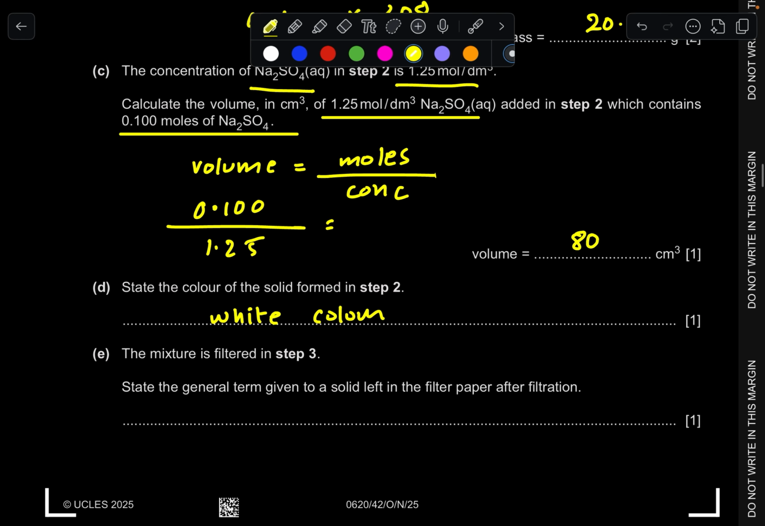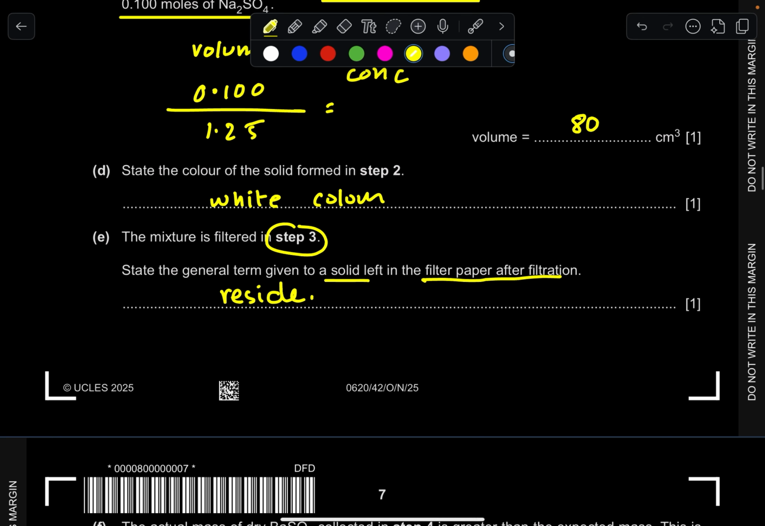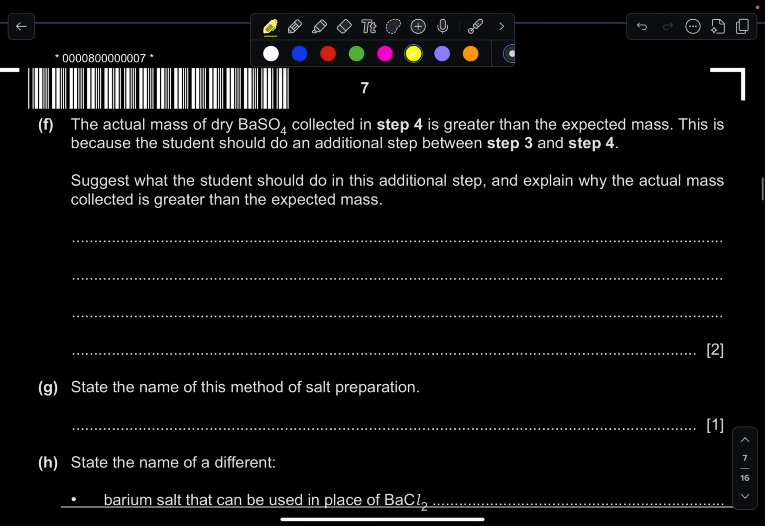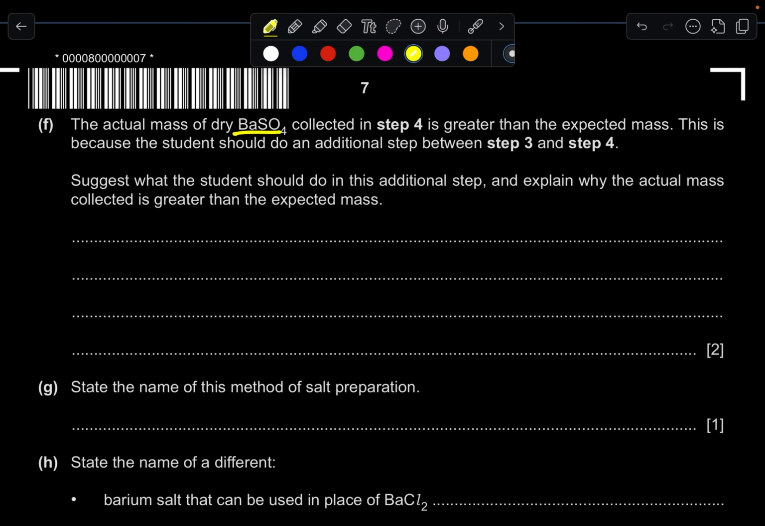Right, the mixture is filtered in step 3. State the general term given to a solid left on the filter paper after filtration: that's a residue. And the liquid that's obtained after filtration, that's your filtrate. In the filter funnel, the solid that's left on it is called the residue, and the liquid that's below it is called your filtrate, right? Good to go.